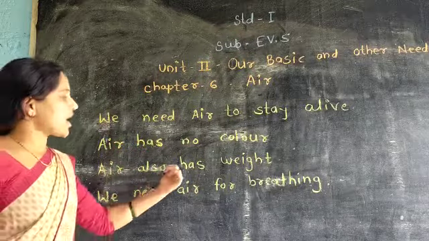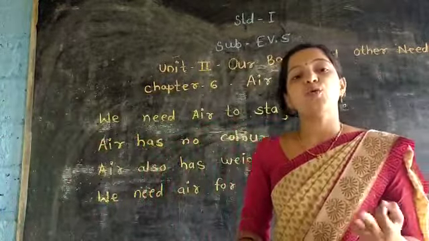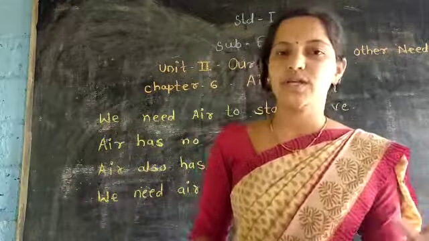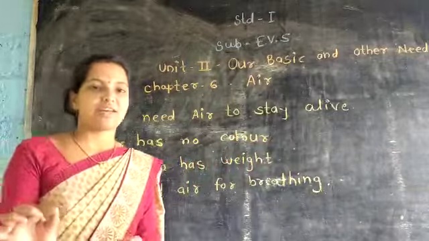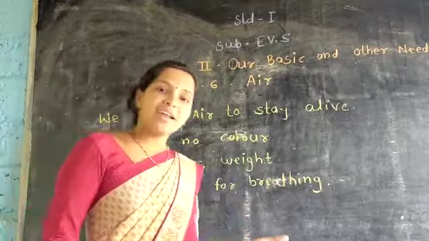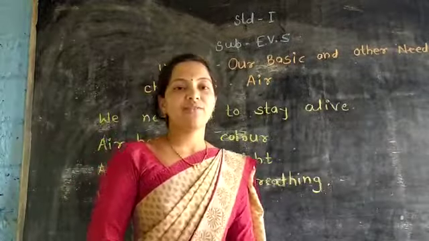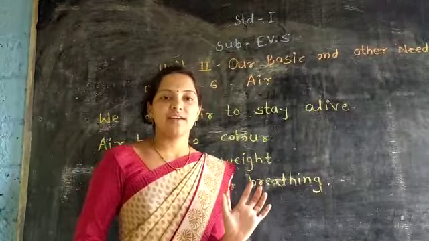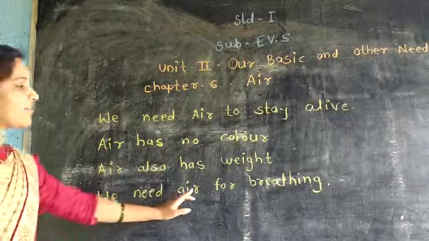Next one, air also has weight. How will we prove that? Take one empty balloon and keep it on a weight machine. See that balloon's weight and note it in your book or on the board. Next, fill air in that balloon and again keep it on the weight machine. See what the balloon's weight is now, note it again, and see what the difference is. Air has weight.